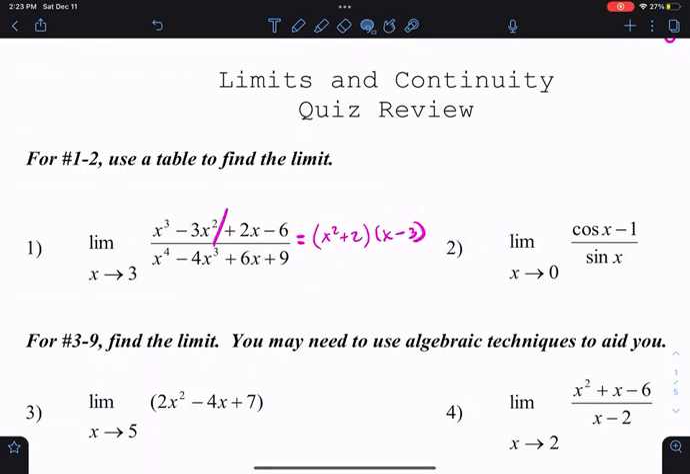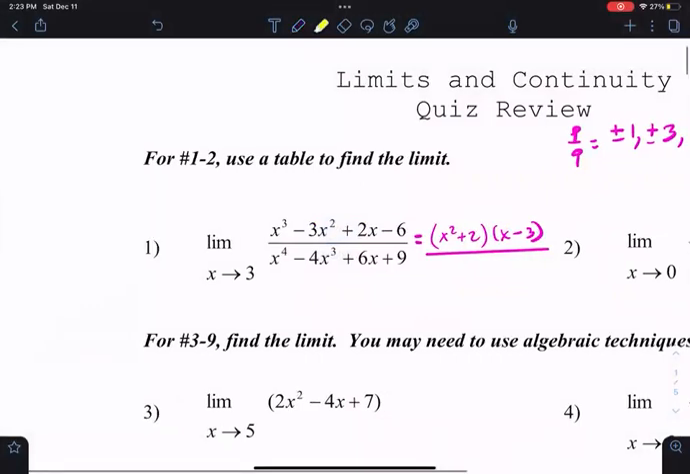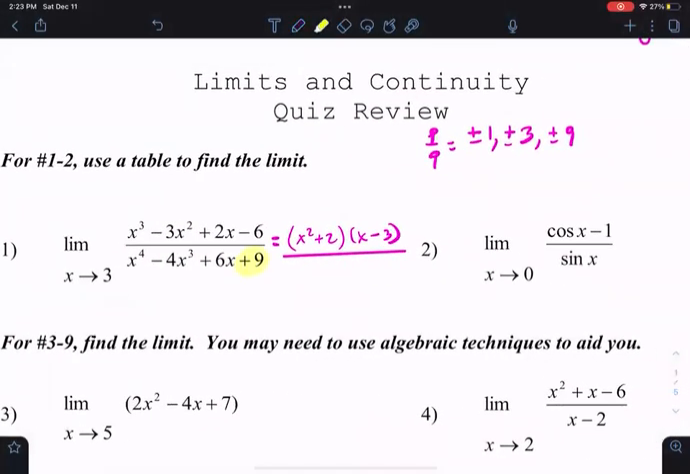Okay, so now I need to factor the denominator if possible. Factoring by grouping is not going to work on the denominator, so I need to use the rational root theorem, right? No choice. So you take the factors of the constant, so this is going to be plus or minus 1, plus or minus 3. I'm talking about this number right here.